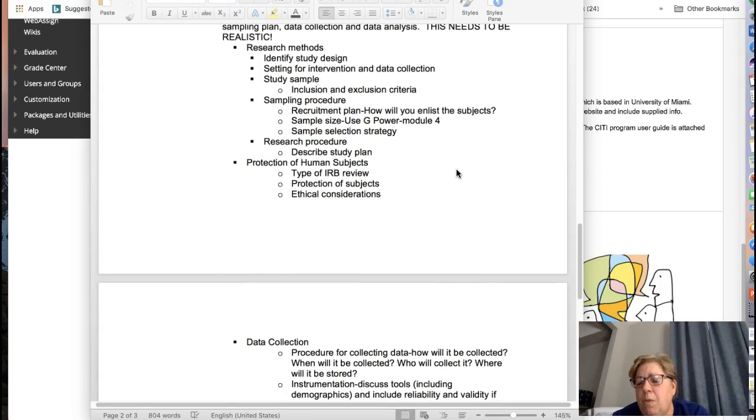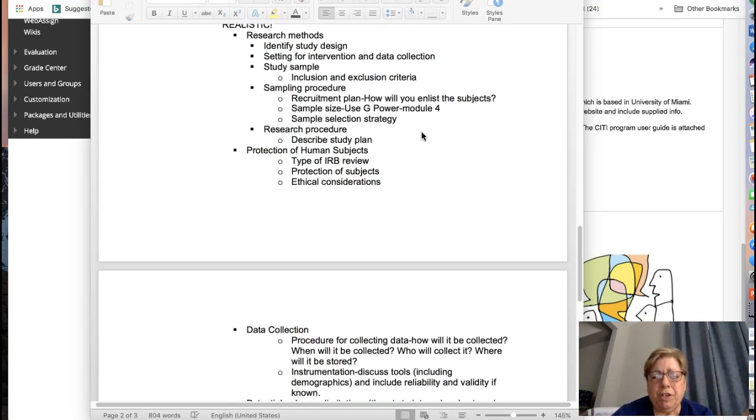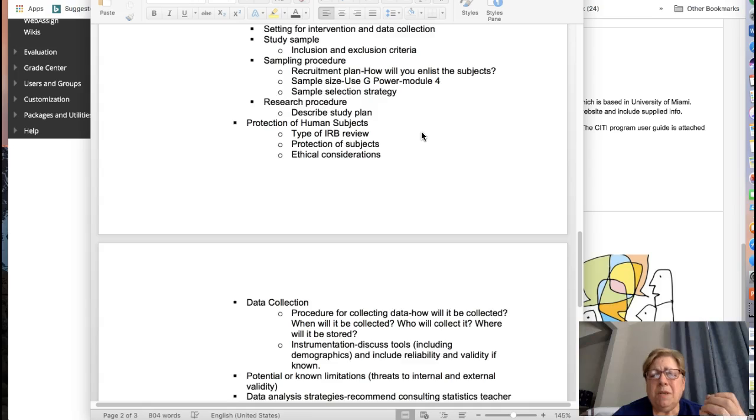Sampling includes who, what, where, when, how, similar to what a newspaper or journalist is responsible for. Sampling is huge. In Module 4, there's a piece on the G-Power software, and you're going to use that to answer this portion. Protection of human subjects.